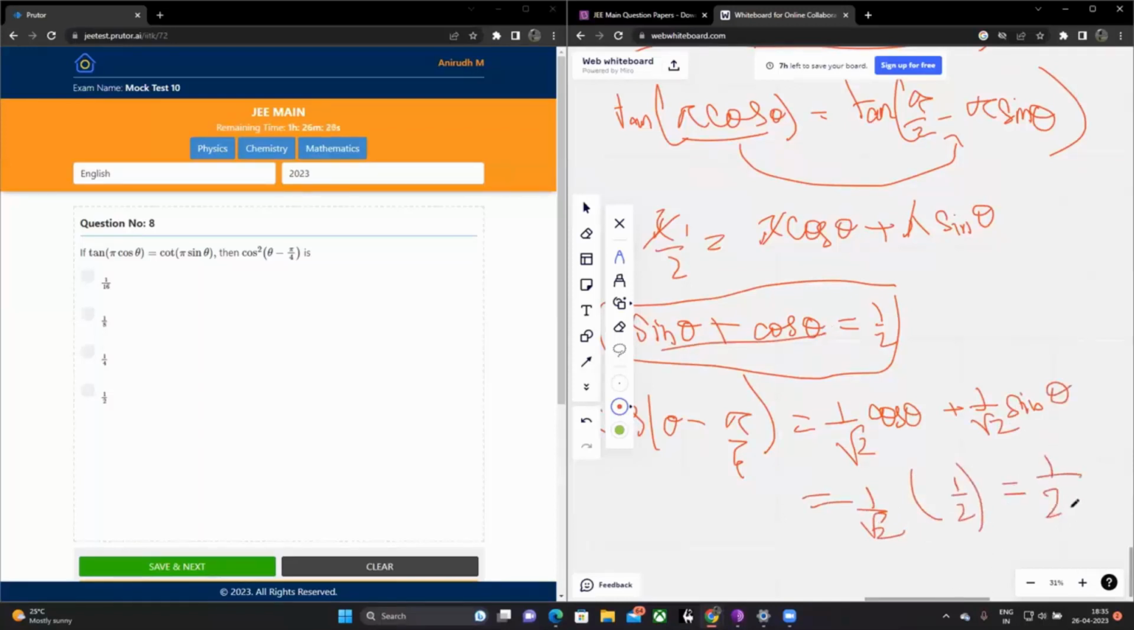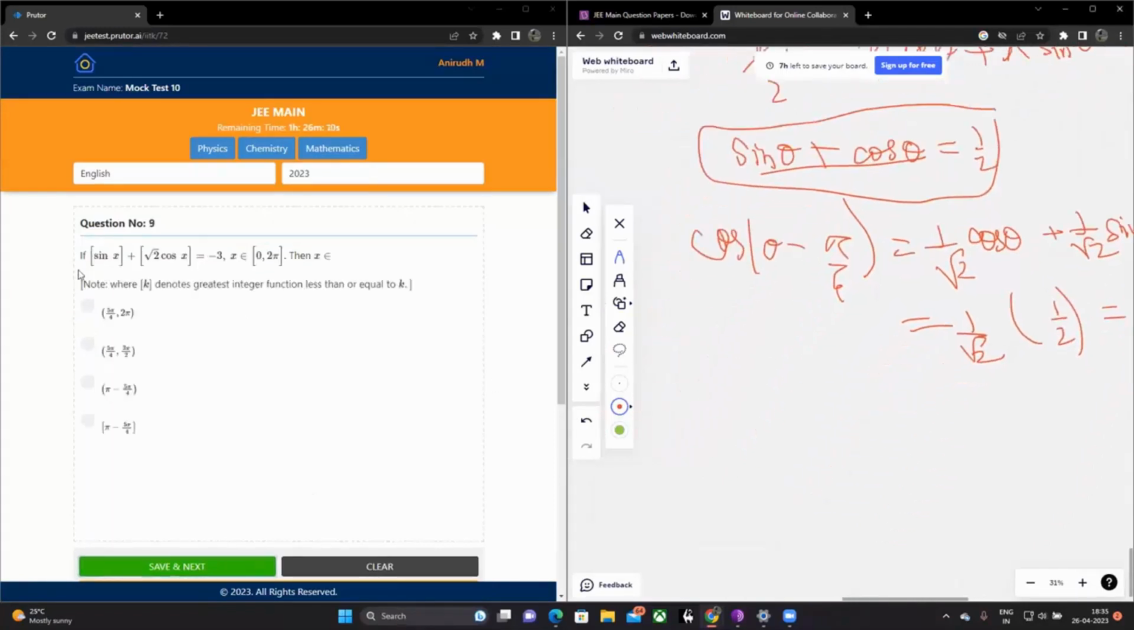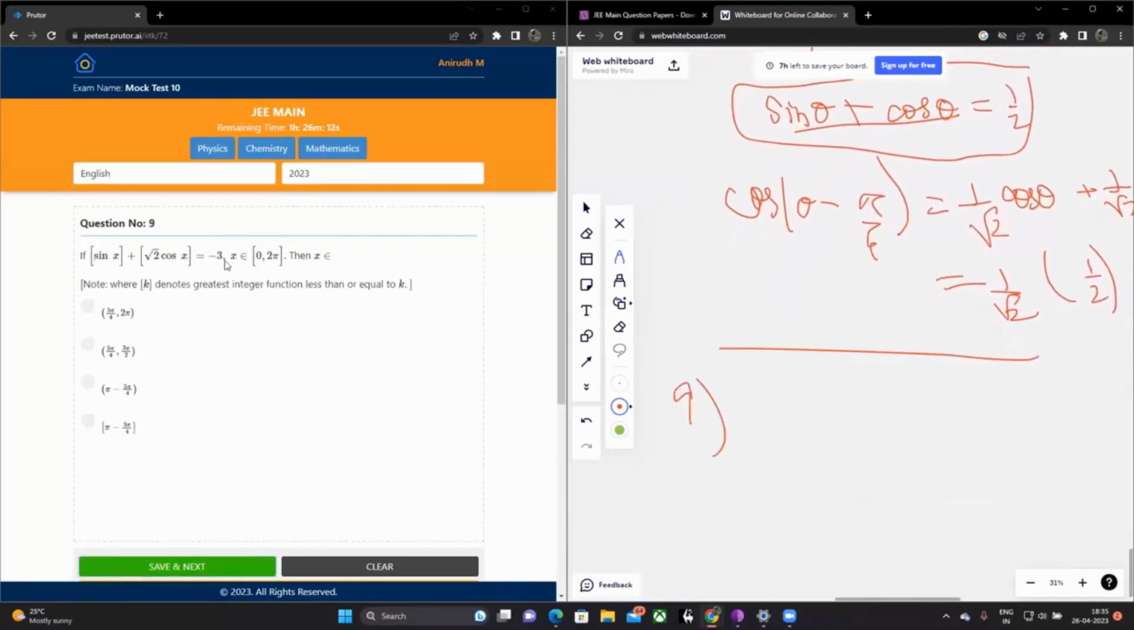This is 1 by 2 root 2, right? And squaring this gives you 1 by 8, which is what is asked for, right? Now, question number 9, where you have greatest integer of sin x plus greatest integer of root 2 cos x equals -3, right?